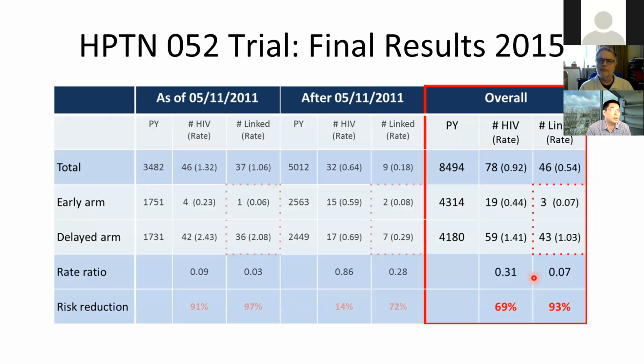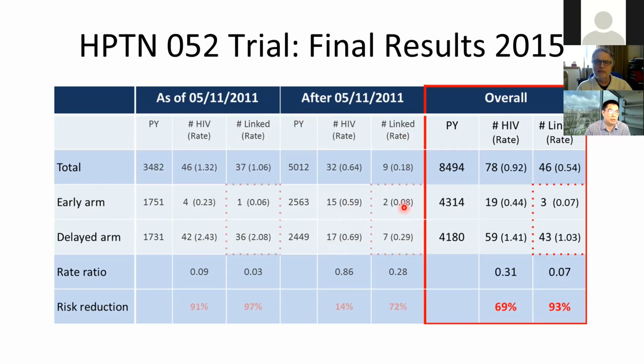The final results were disclosed in 2015. After May 11th, or after the first interim analysis, we observed HIV infection events of 15 in the early arm and 17 in the delayed arm. So it's comparable, because those events had already accumulated before. Most of those events probably happened during the crossing period.